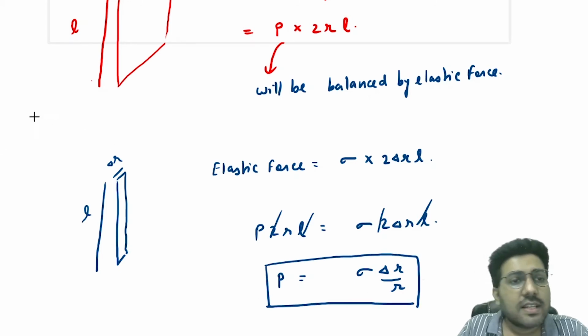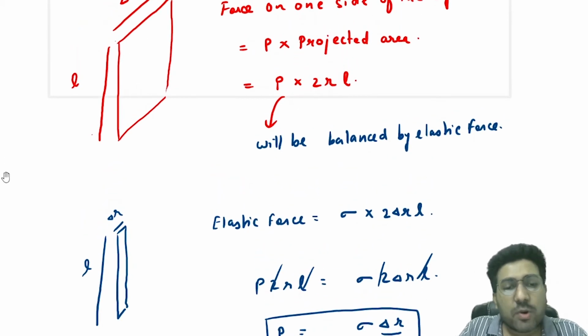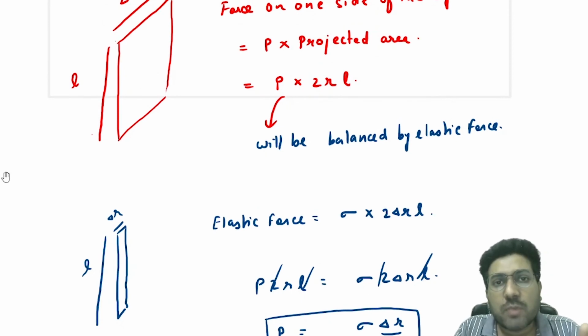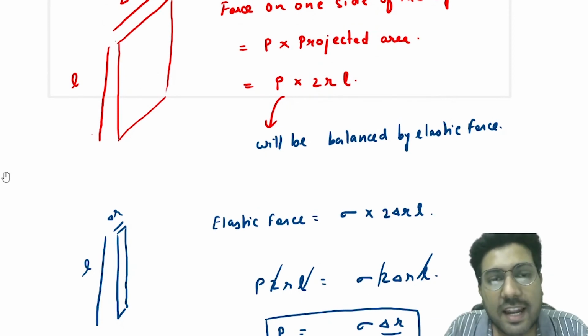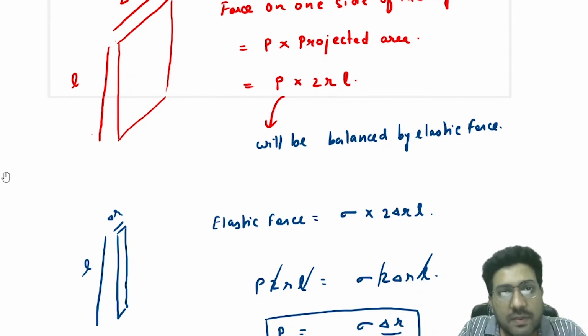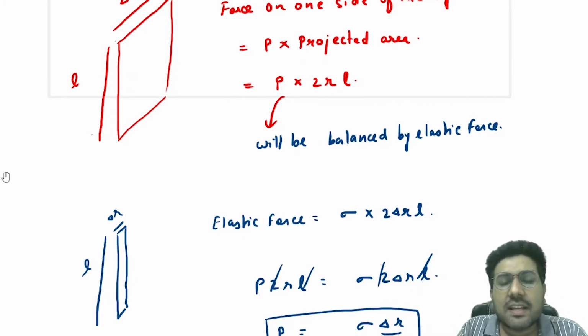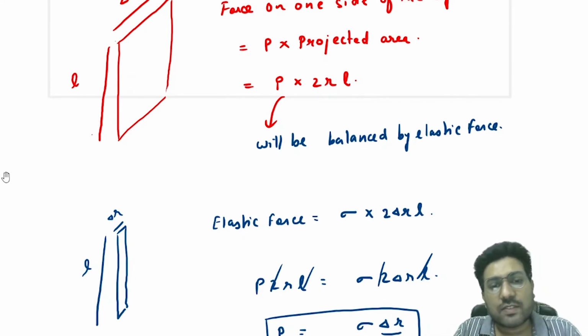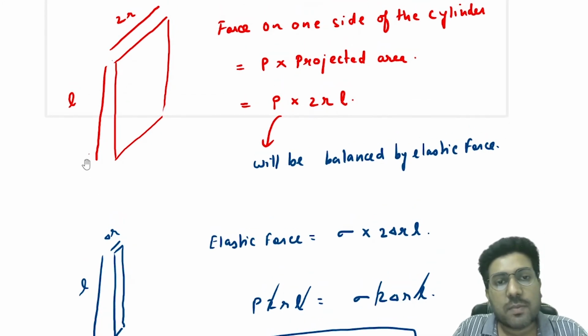Why? Because in this case the pressure more means what? The outward force is more. Outward force is more. That means the elasticity of this material is unable to handle that much force. In that case the tube will burst.